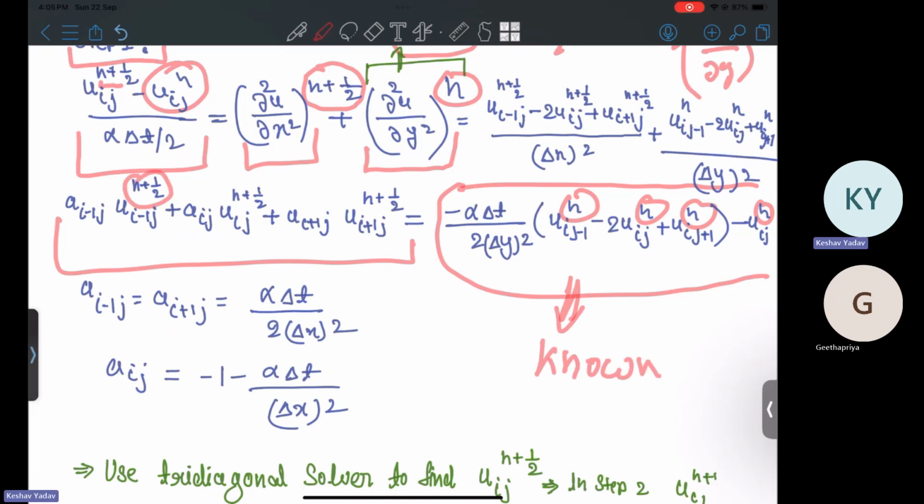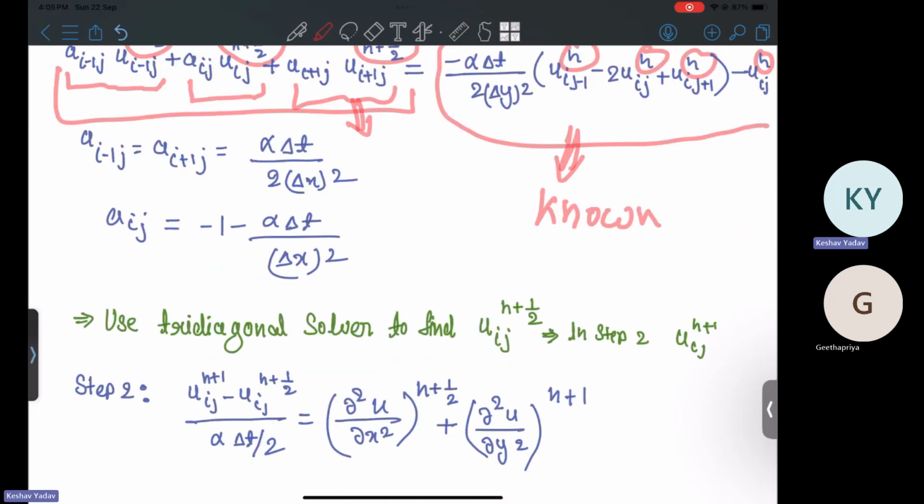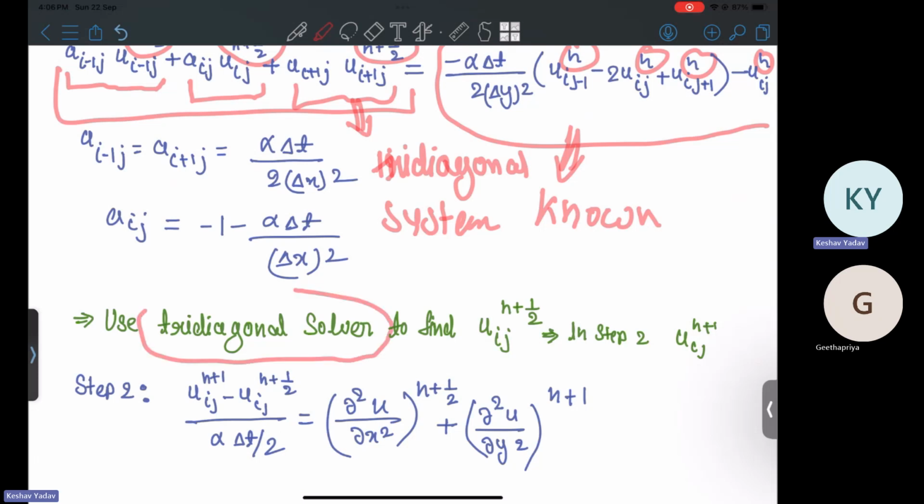But here the term at n plus half time is unknown. If you see here, there is one term, one term, one term, and all other terms are 0. So this is a tridiagonal system. This tridiagonal system can be solved using the tridiagonal solver to find u i j at the n plus half iteration.